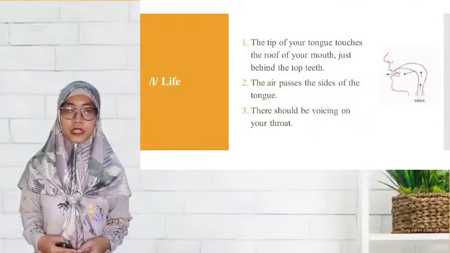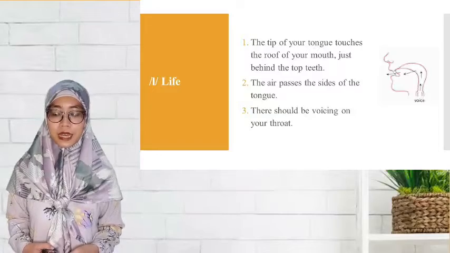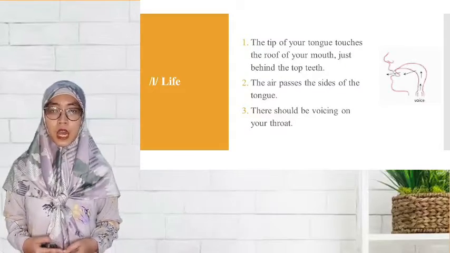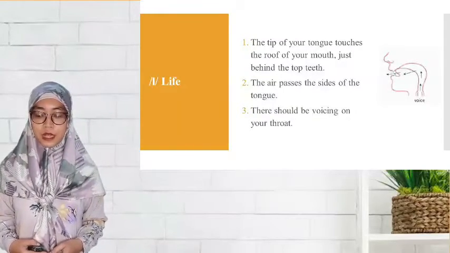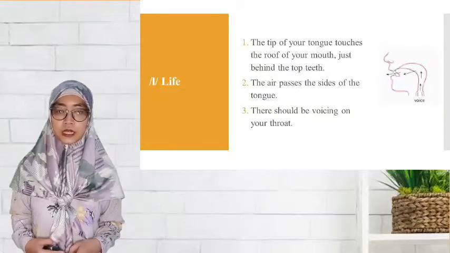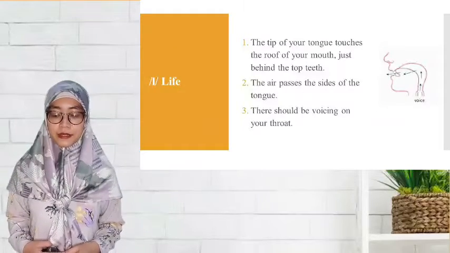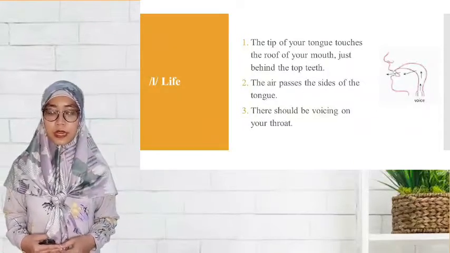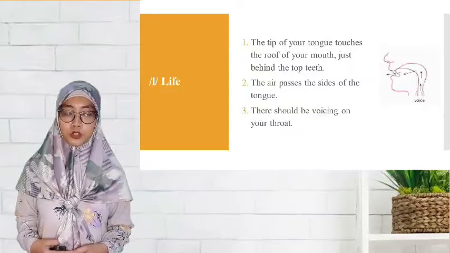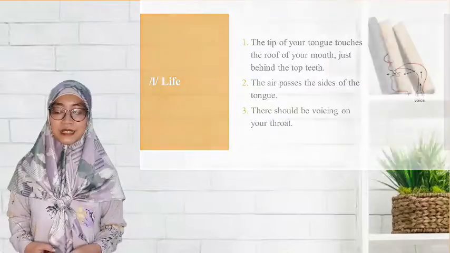Now the fourth consonant in this video is l, as in the word live. How to produce the l sound? The tip of your tongue touches the roof of your mouth, just behind the top teeth. The air passes the side of your tongue, and there should be voicing in your throat. L, l, l.